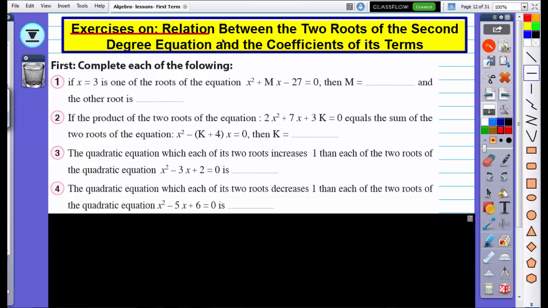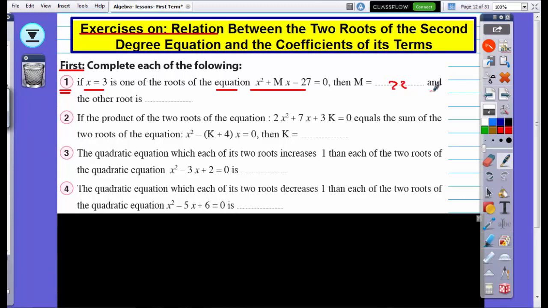Exercises on the relation between the two roots of the second degree equation and the coefficients of its terms. Complete each of the following. Question 1. If x equals 3 is one of the two roots of the equation x squared plus mx minus 27 equals 0, what is the value of m? And also we want to calculate the other root.